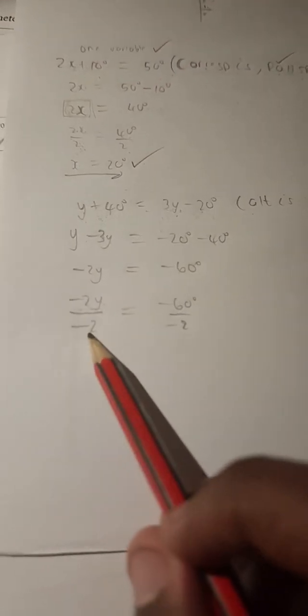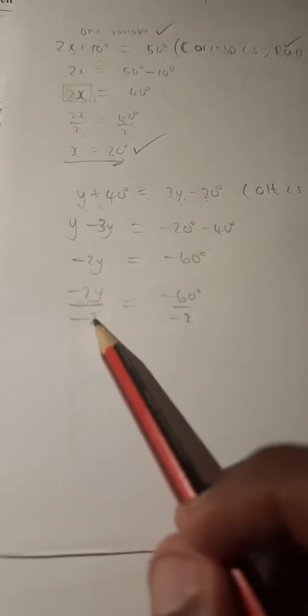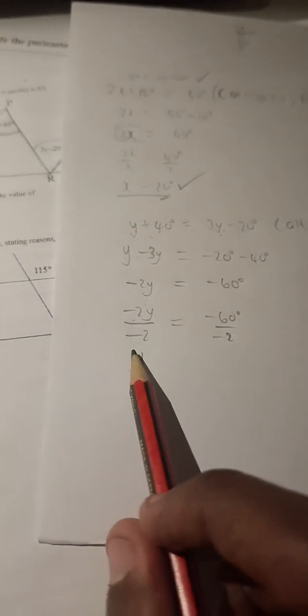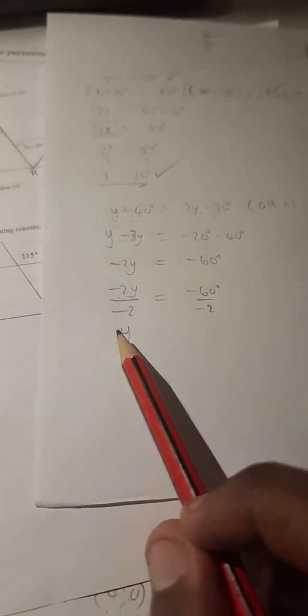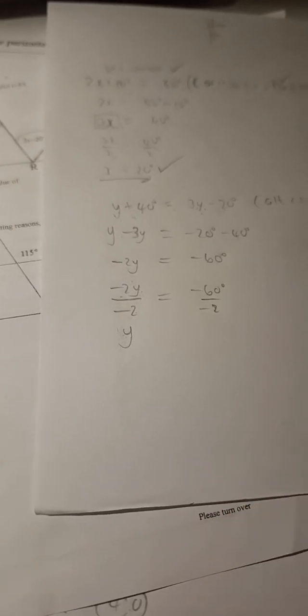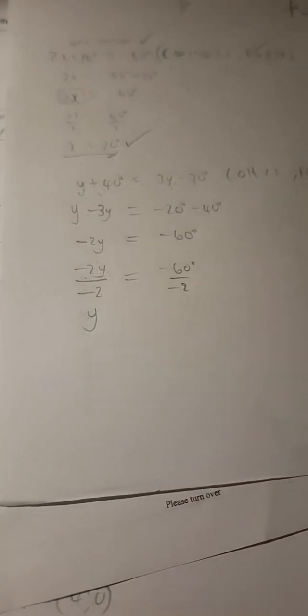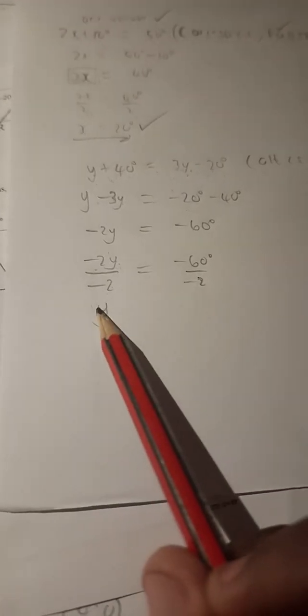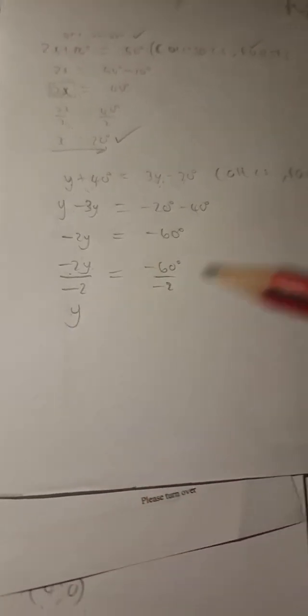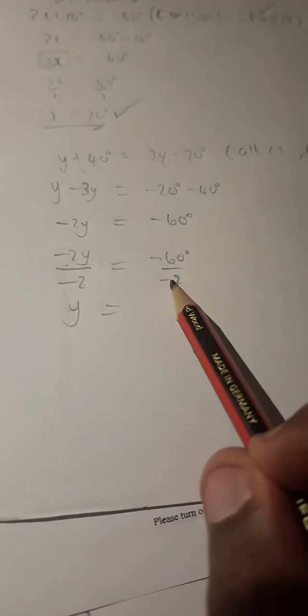Then what's a negative divided by negative? It's positive. What's 2 divided by 2? It's 1. We are left with y, that is having a positive 1. That 1 is there, but it's not seen. I usually say 1 is like God or the Holy Spirit. Present, ever present, but just not seen. And then here, negative divided by negative is positive. What's 60 divided by 2? It is 30 degrees. So our y value, guys, is 30.